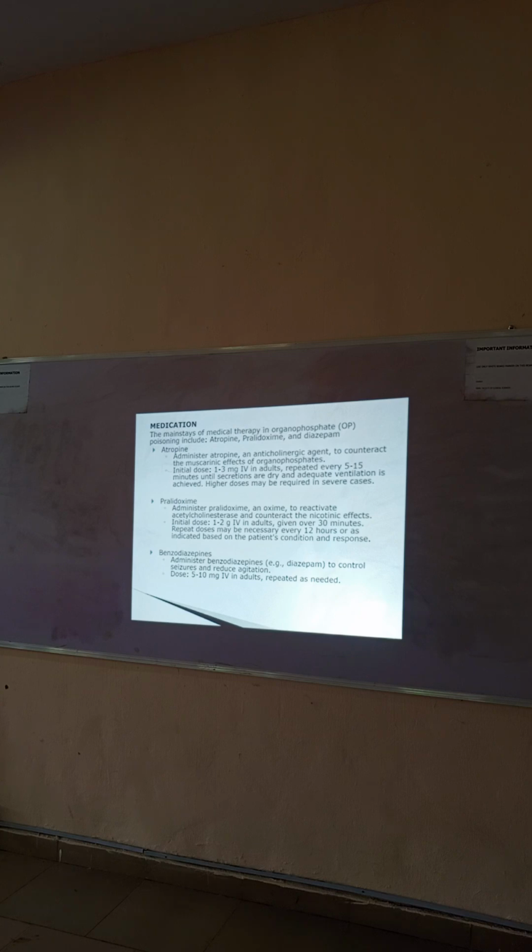The initial dose of pralidoxime is 1 to 2 grams IV in adults, given over 30 minutes. This dose is repeated every 12 hours when indicated, such as if symptoms seem to get worse over the day, or if the patient is continuously exposed to the poison. We administer it every 12 hours.